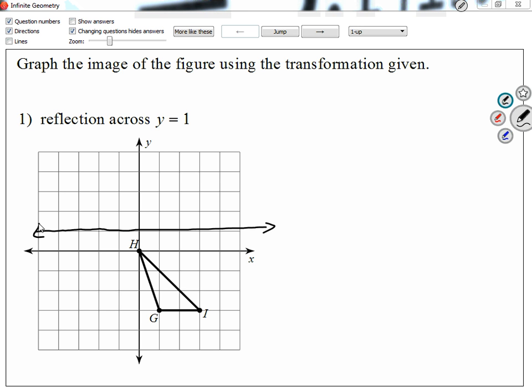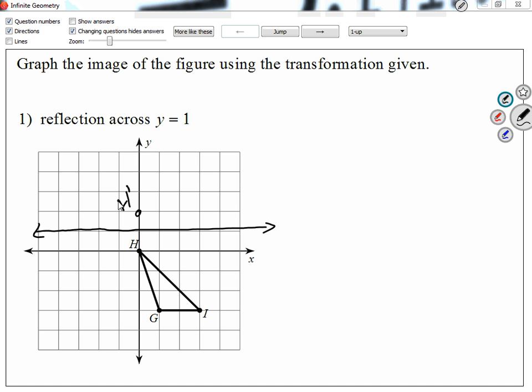And that's my y equals 1 line. I need to remember how the y equals 1 line looks like, and that is it. Remember, the x-axis is called y equals 0 as well, so we know what y equals 1 looks like. Look at my H, it is one space below the mirror, so I'm going to put my H prime one space on the other side. The distance on one side of the mirror should be the same on the other side.